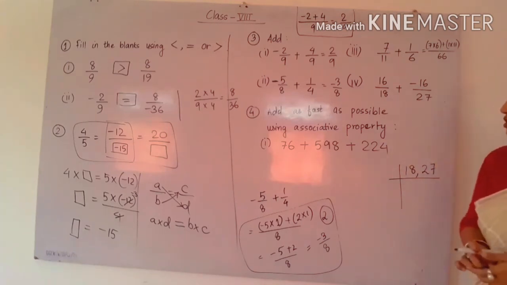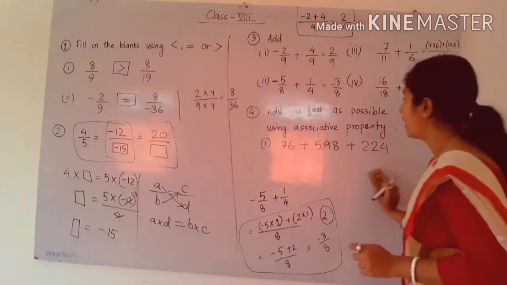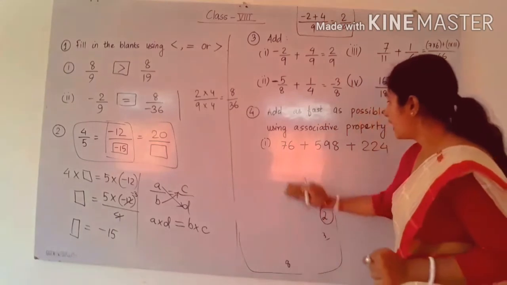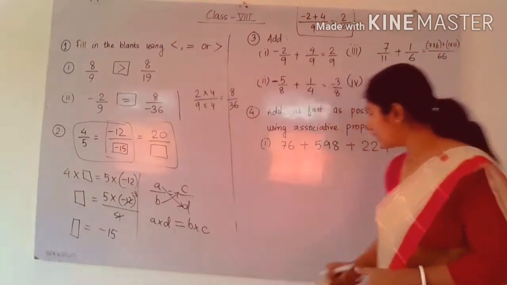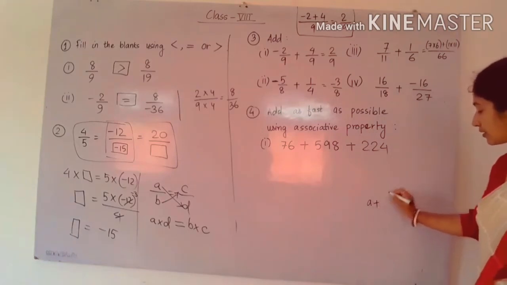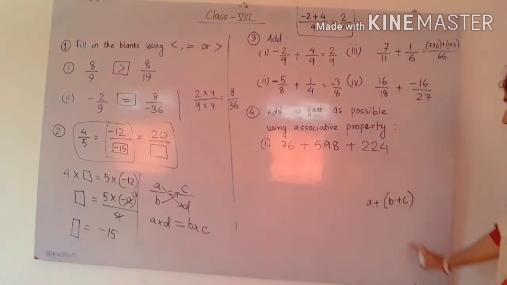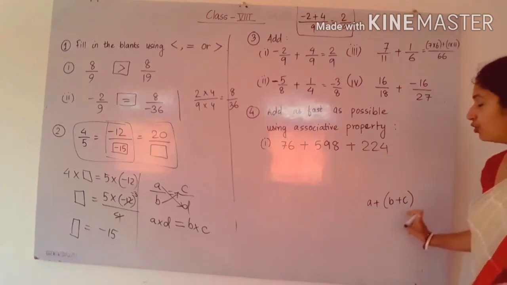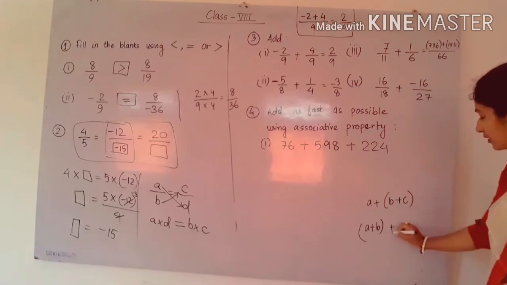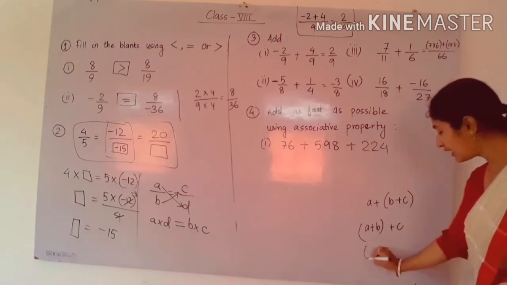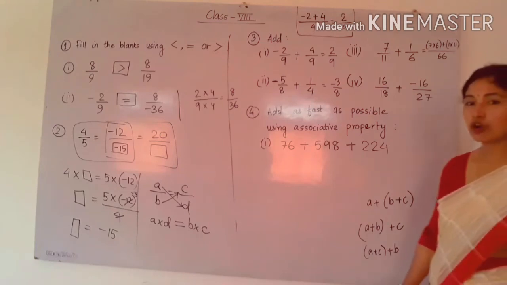So next question is question number 4. Add as fast as possible using the associative property. So what was the associative property? A plus B plus C. That doesn't mean that you have to add B and C. You can also add A and B first. And you can also add A and C first, then B next. So you can change the order.